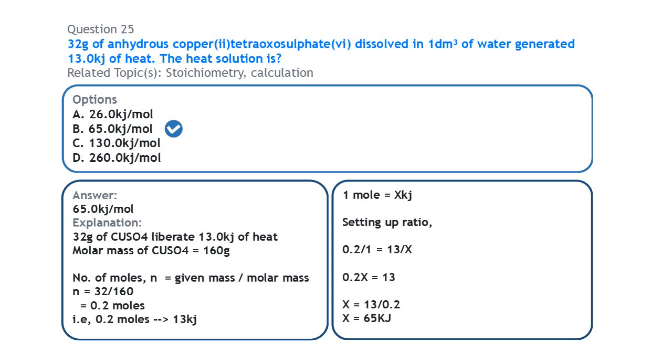To get the value of x, we divide both sides by 0.2. We divide 13 by 0.2, and you get 65 kilojoules. That means that 1 mole of this copper thiosulfate, which is 160 grams, is going to liberate 65 kilojoules, and that will be the heat of solution.